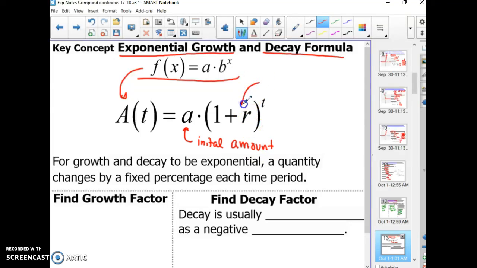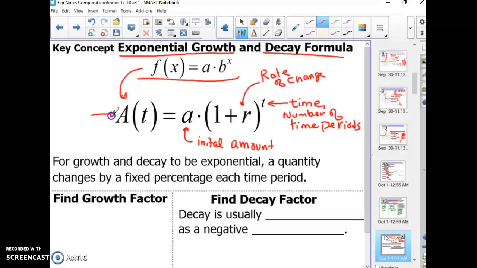Okay, r right there is your rate of change. With your rate of change, it can be positive or negative. t is your time, and generally it's a number of time periods. And then what this equation is equal to over on this side is your amount after your time.